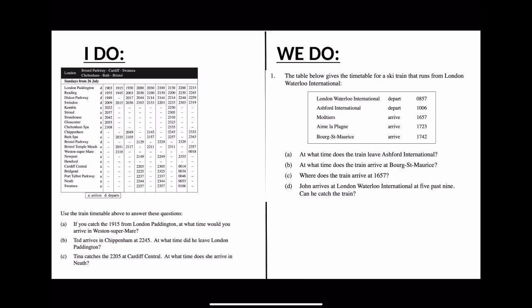Let's have a look at our next question. Ted arrives in Chippenham at 22:45. At what time did he leave London Paddington? So let's have a look again. We need to find Chippenham. There we go. And we're having a look there to see at what time did he leave London Paddington.